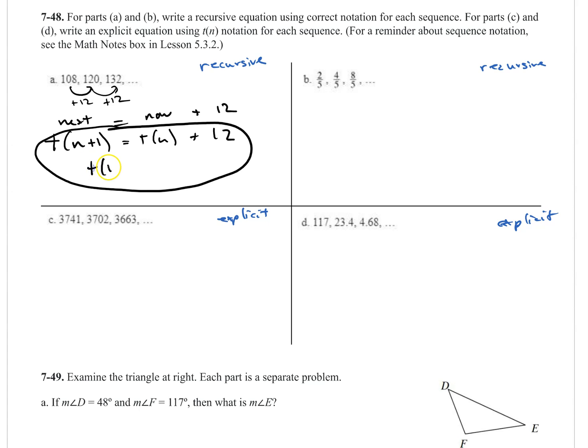For a recursive equation, you also need to give the first term, which for us is 108. That's the first term in the list. So t of 1 equals 108.